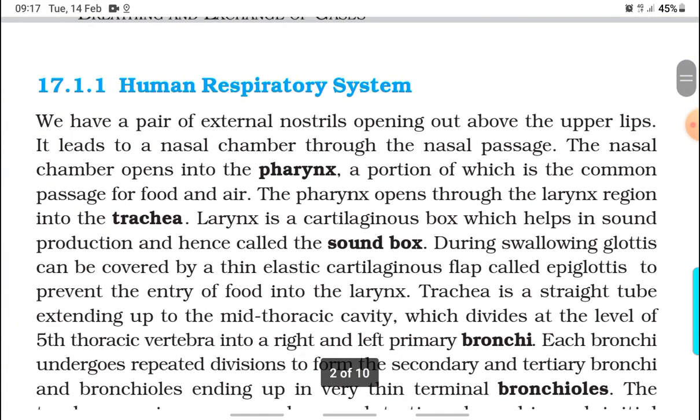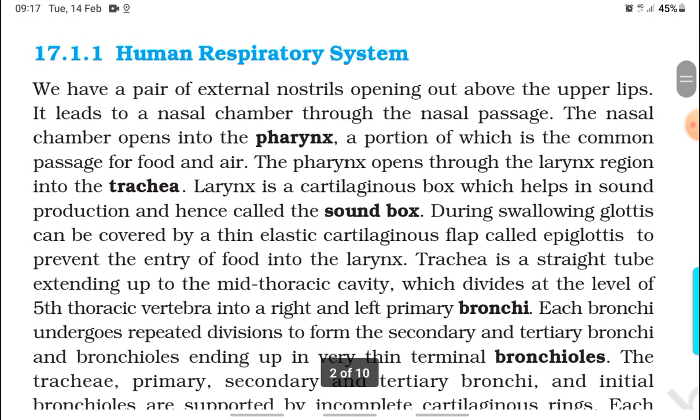Human respiratory system. We have a pair of external nostrils opening out above the upper lips. It leads to a nasal chamber through the nasal passage. The nasal chamber opens into the pharynx, a portion of which is the common passage for food and air. The pharynx opens into the larynx region into the trachea. Larynx is a cartilaginous box which helps in sound production and hence called the sound box.